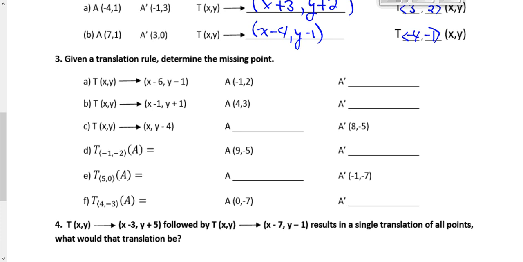The image point. So if the rule is xy maps to x minus 6, y minus 1, A prime will be negative 7, comma, 2 minus 1 and 1. Okay? You guys do part B. Tell me what you got. Just apply the rule. What's it going to be? Everybody agreed? It'll be 3, comma, 4.